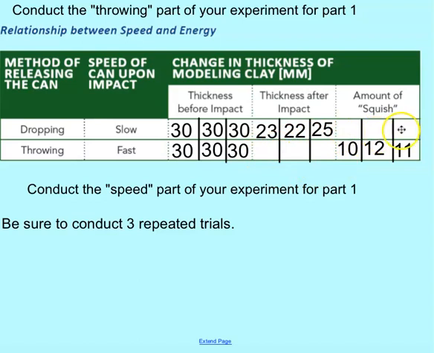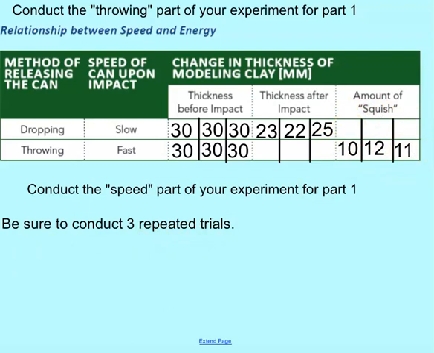Now, can you figure out what these are? Take 30 minus 23. That's your answer for here. 30 minus 22 is your answer for here. And 30 minus 25 is your answer for here. And you should definitely notice a difference: these right here, the amount of squish is less than these.